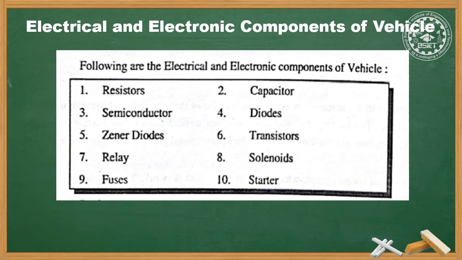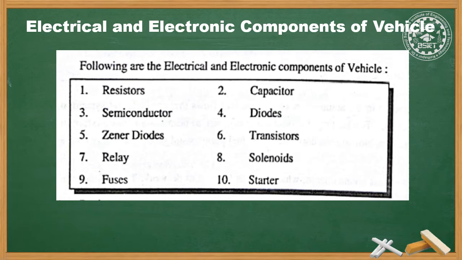Fourth, diode. A diode is an electronic component with two terminals, that are anode and cathode. It allows current flow in only one direction and blocks the other direction. The diodes are formed by combining P-type and N-type semiconductor. Fifth is Zener diodes. Zener diodes are used for low voltage circuits and wave rectification circuits.